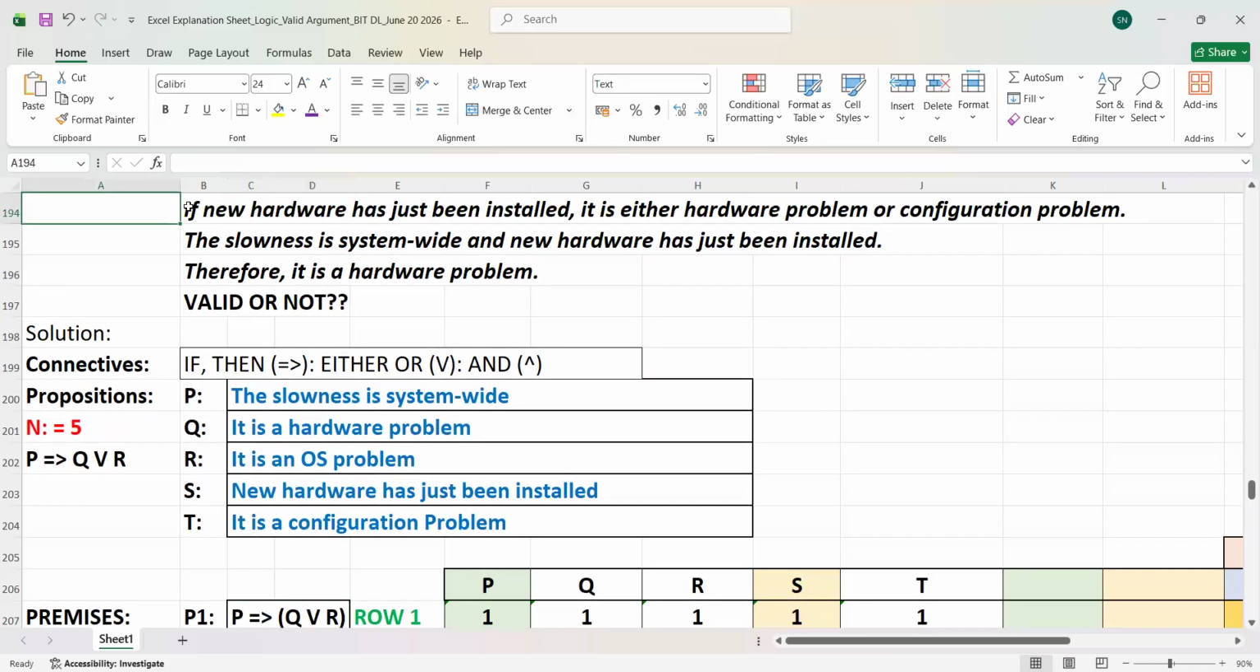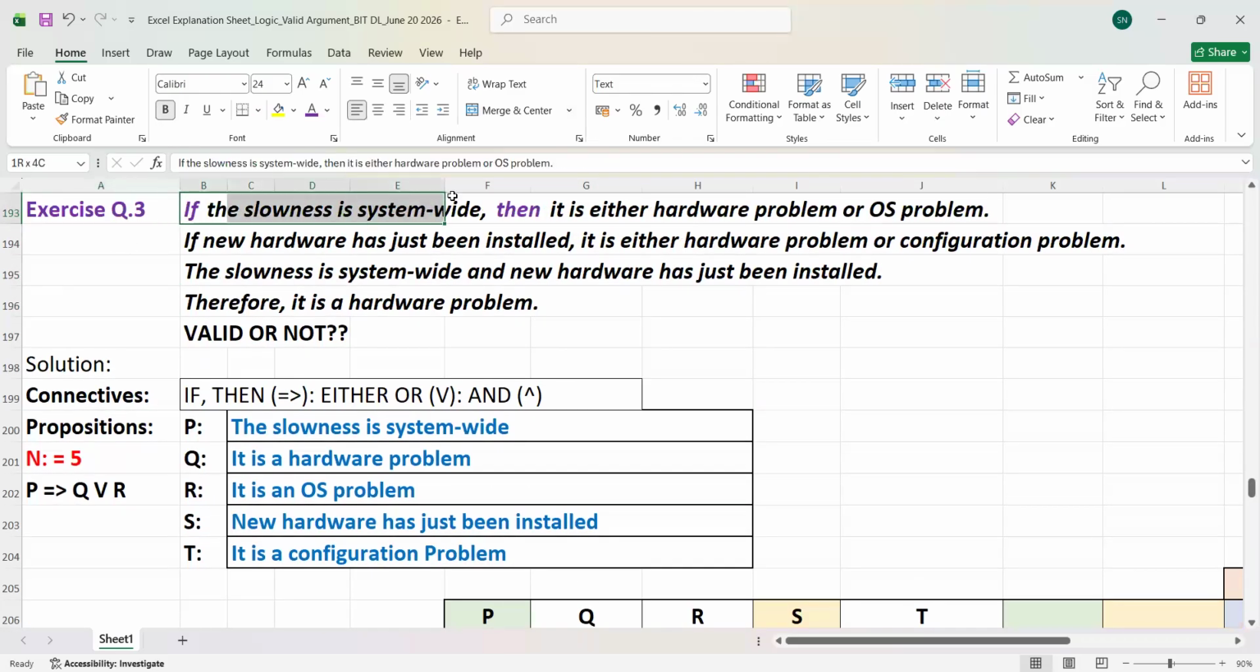You should know by now that if you have P implying Q, if you look at the sentence, if the slowness is system-wide, you see that there's a comma after the system-wide. Then it means that P should imply whatever comes on the right-hand side, which must be joined first to become one statement. Implication must have a left-hand side and right-hand side. So you must join Q to R so that it becomes one entity before you come and do P implying Q or R. Okay, that is very good.